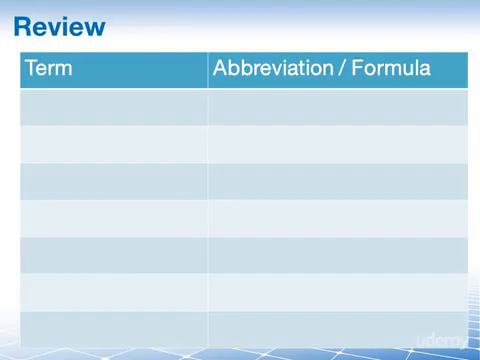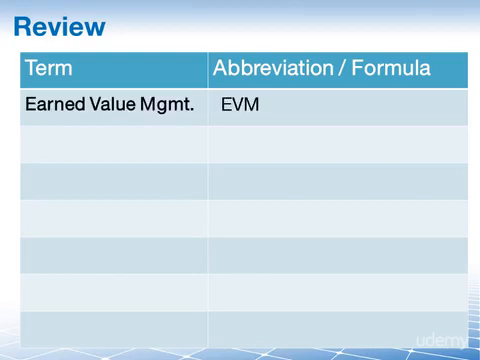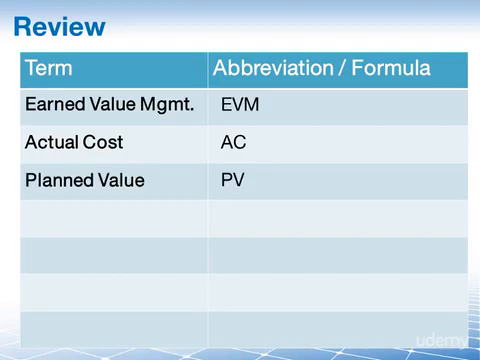We begin with a review of the various abbreviations and formulas that we have already learned about in part 1. The first one is, of course, Earned Value Management, or EVM. This is the general method of earned value. Then AC is the actual cost. This is how much it has actually cost us to create a work package to complete the project. PV is planned value. Well, that's the authorized budget assigned to scheduled work. It is what we plan to spend in order to produce a certain deliverable.